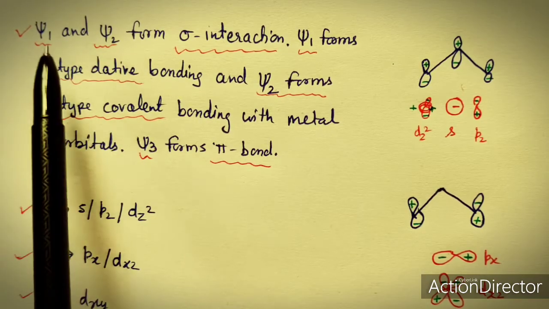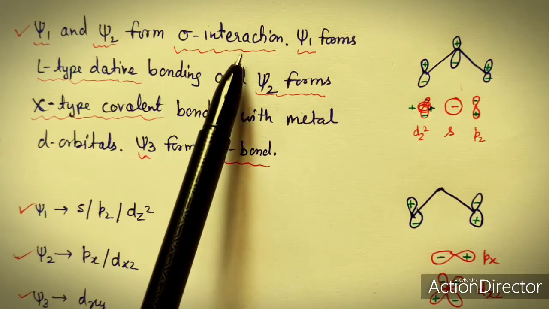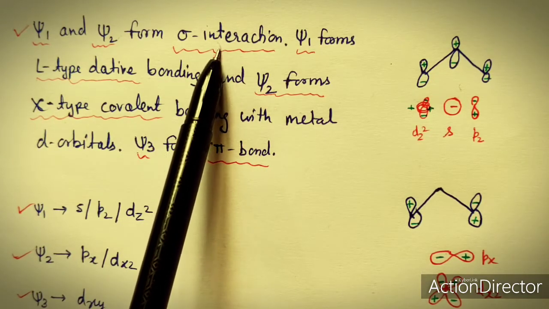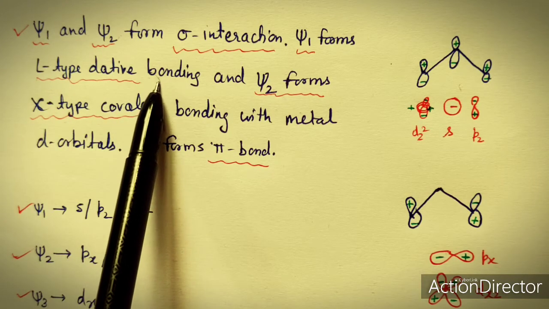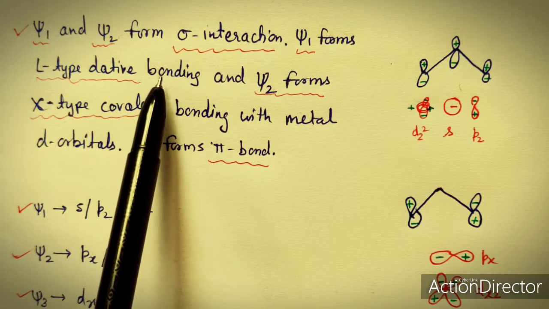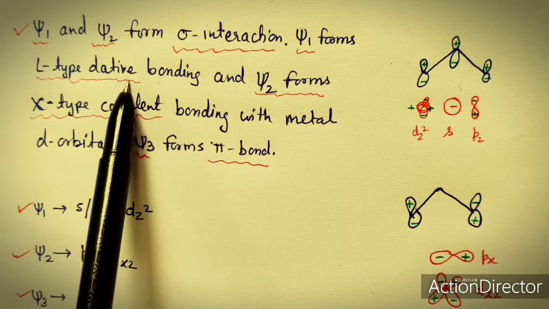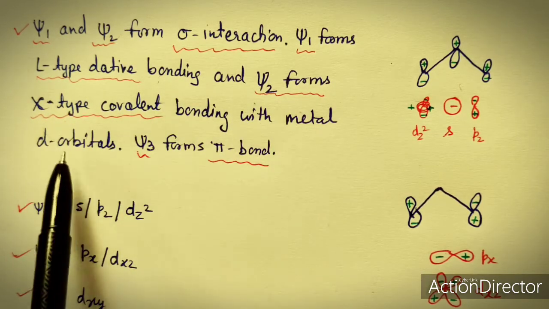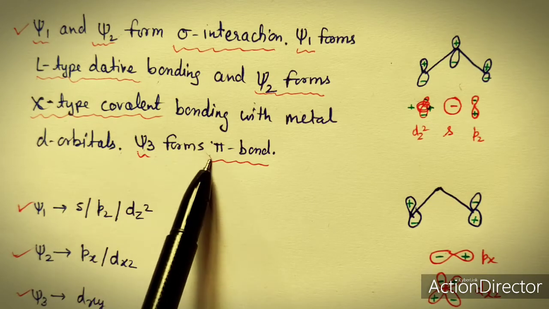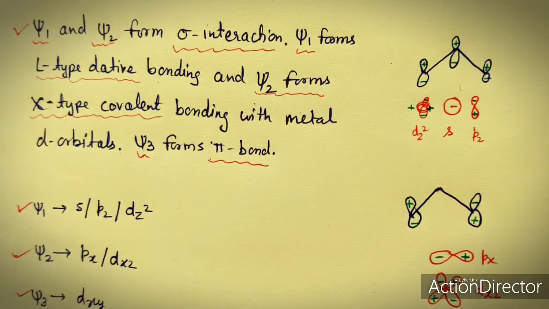Now I have already written that psi 1 and psi 2 can form sigma interaction, because there is one electron, and psi 1 can form L type dative bonding. Because it has one lone pair of electrons, it can donate two electrons to the metal center, while psi 2 forms X type covalent bonding with the metal d orbitals, and psi 3 will form a pi bond.